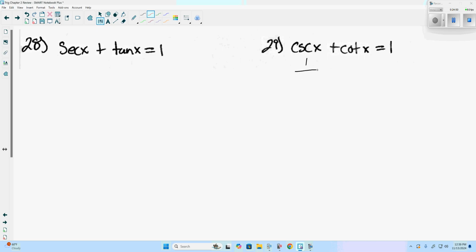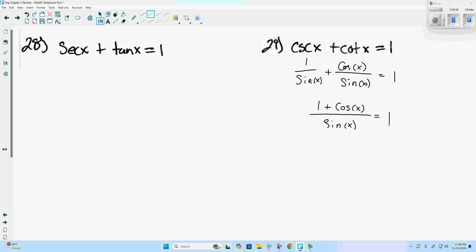Cosecant is 1 over sine of x. Cotangent is cosine of x over sine of x. Well, since the denominators are the same, we can add it. And we get this here. There's many different ways for us to get 1 plus cosine of x over sine of x to be 1.